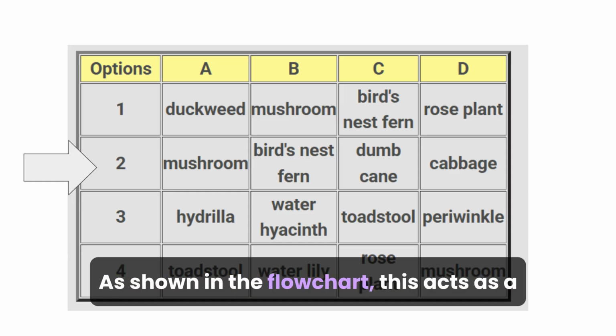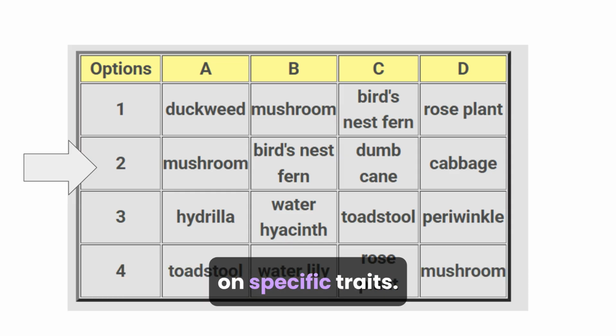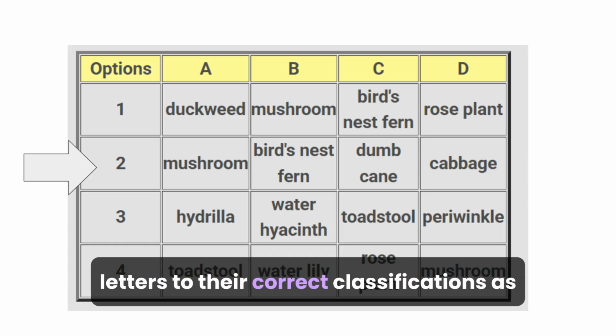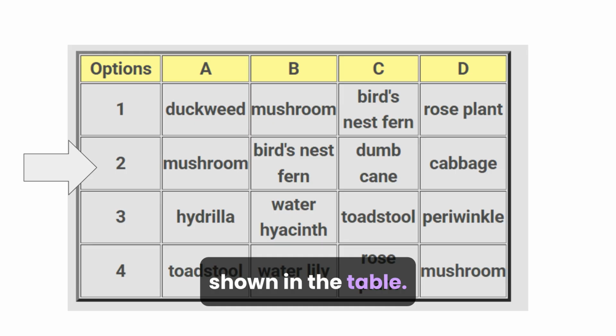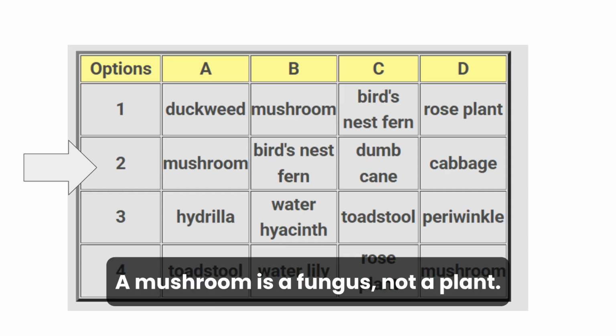As shown in the flowchart, this acts as a sorting tool to classify organisms based on specific traits. We evaluate each path to match the letters to their correct classifications, as shown in the table. A. Not a land plant. This path leads to organisms that are not land plants. A mushroom is a fungus, not a plant.